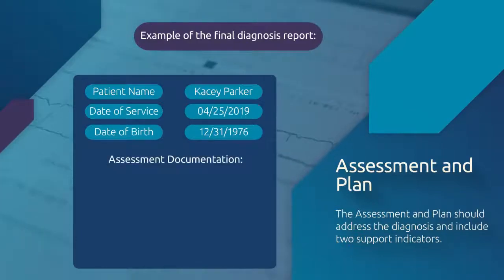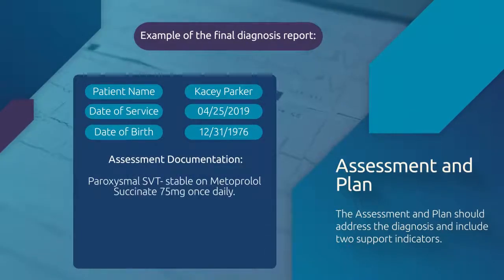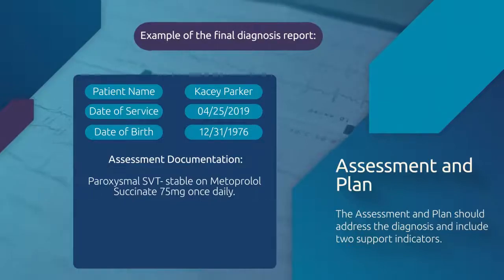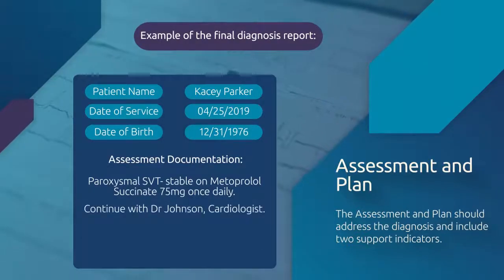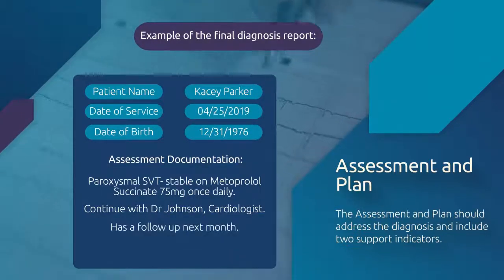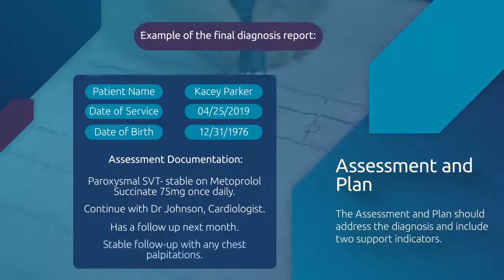Assessment documentation. Paroxysmal SVT stable on metoprolol succinate 75 mg once daily. Continue with Dr. Johnson, cardiologist. Has a follow-up next month. Stable follow-up with any chest palpitations.